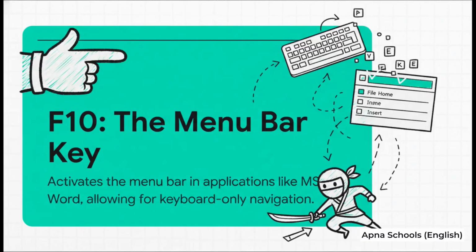Ever wanted to get around a program's menu without ever touching your mouse? F10 is how you do it. Press it in a program like Word, and you'll see these little letters pop up over the menu options like File, Home, Insert. Then you just press that letter on your keyboard to open the menu. This is how you become a true keyboard ninja.